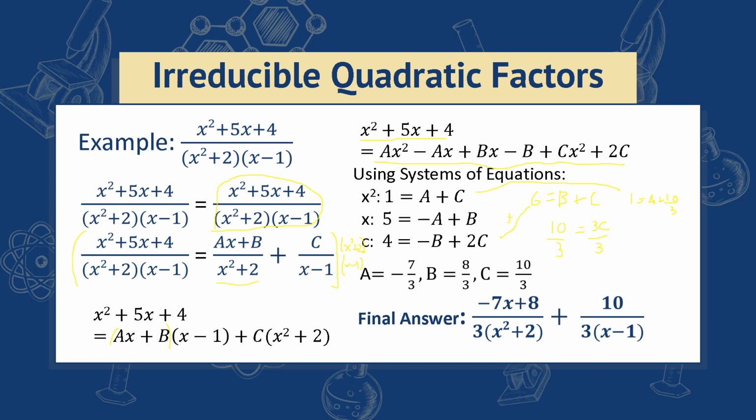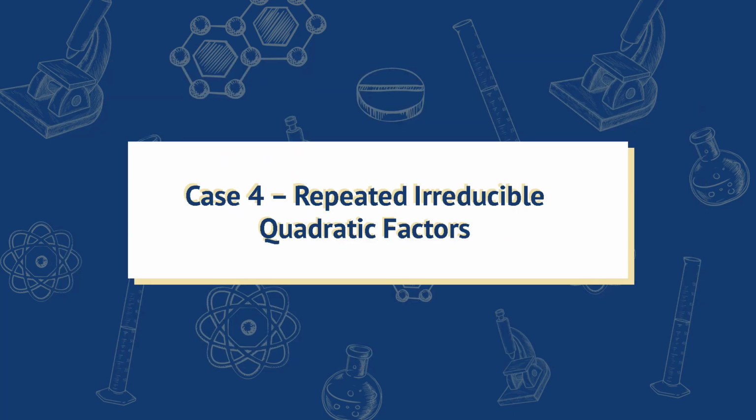If you want to check if your answer is correct, just try adding your partial fractions and see if you get the given fraction from a while ago. So if you add these two, you're going to get x squared plus 5x plus 4 divided by x squared plus 2 times x minus 1. And now, for the last case, we have repeated irreducible quadratic factors.